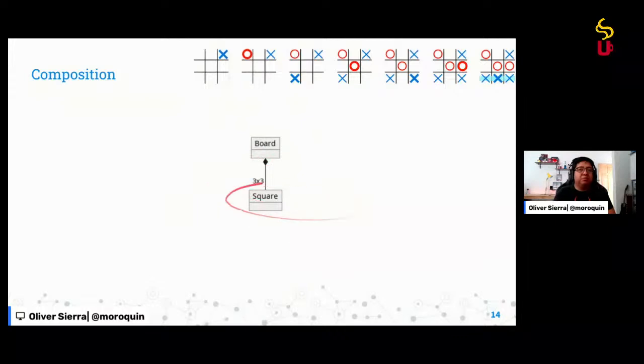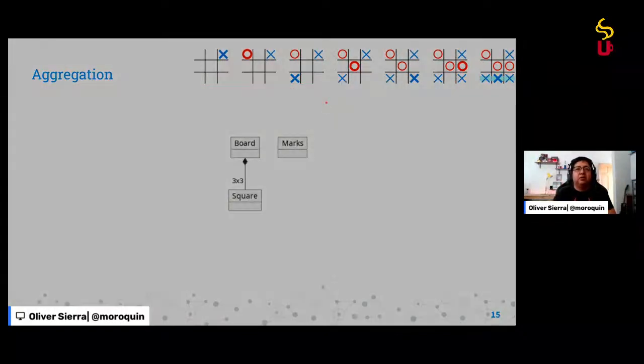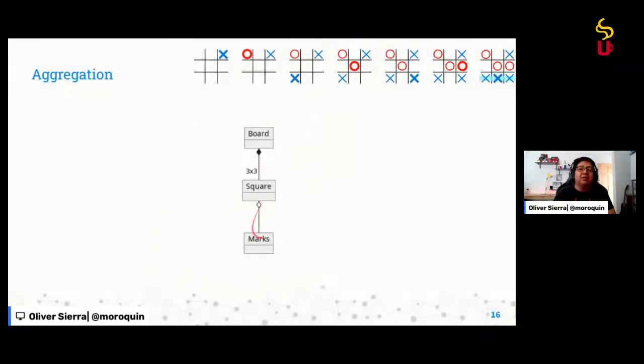So the board is composed of a matrix of squares, but we have more concepts, and here we have marks. If you can see, each square can have a different mark. At the beginning, this square was empty, then it has an O, and this square was empty, and then we have an X. So I'm going to say that these squares aggregate a mark, because it's a part of the square, but it changes in the life cycle of this game. So I'm going to use the aggregation symbol here. I understand that the square aggregates some marks, but that this mark can change in the life cycle.